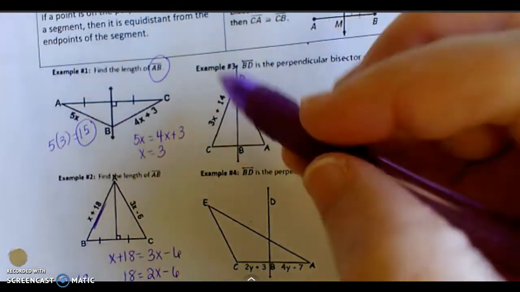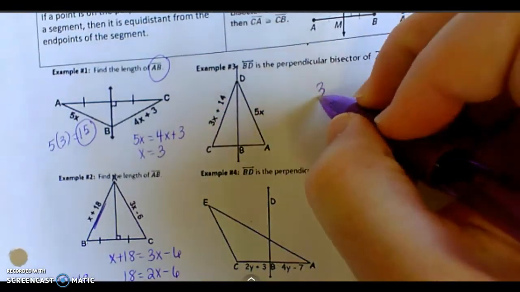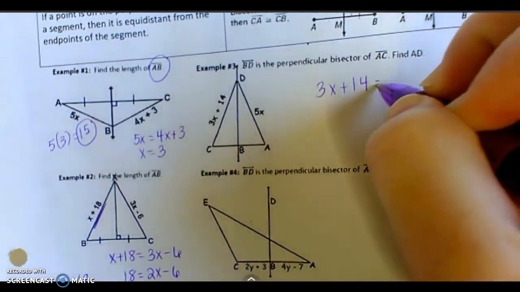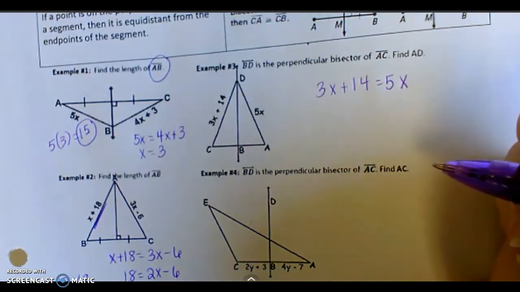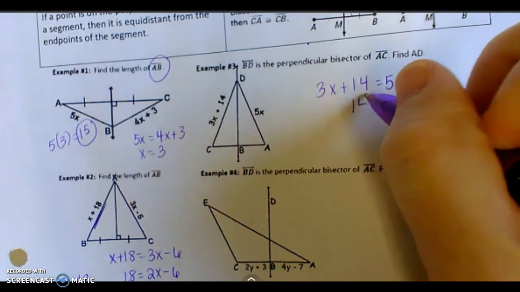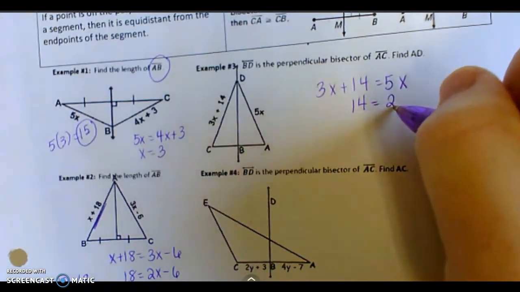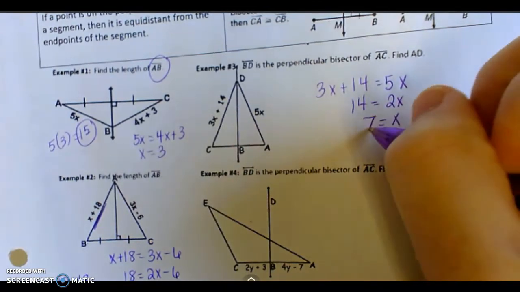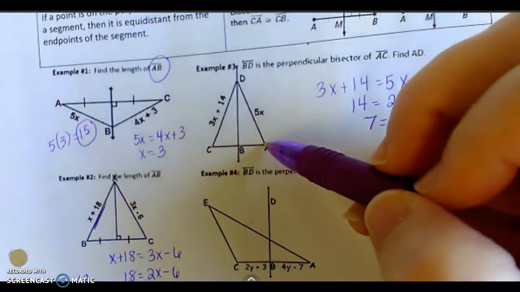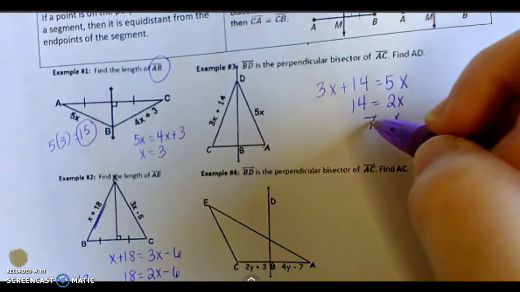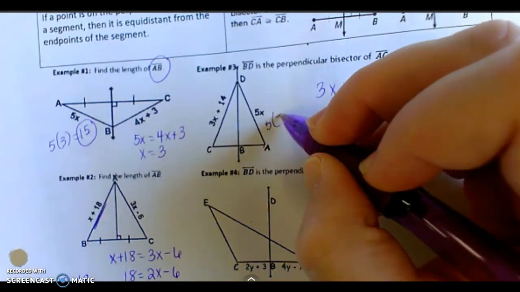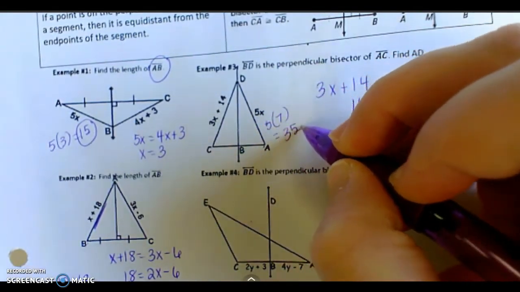Similar kind of question again. These two things are equal to each other. So subtract 3x. Divide by 2. It says to find AD. So I'm going to take the 7 and put it in right there. And I get 35.